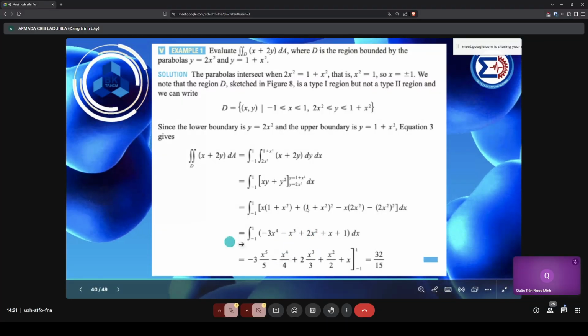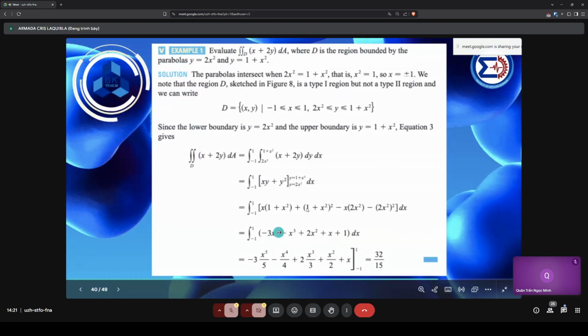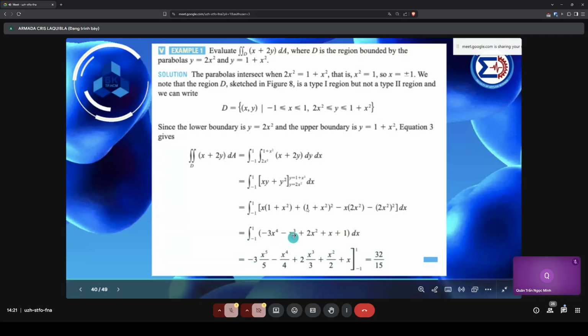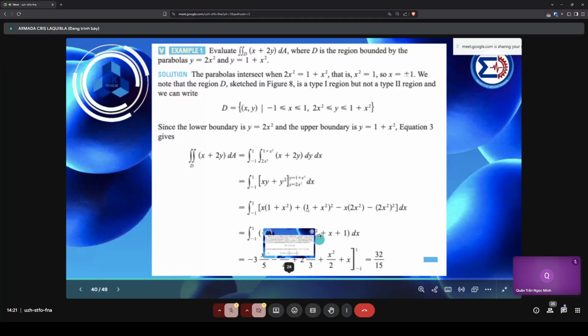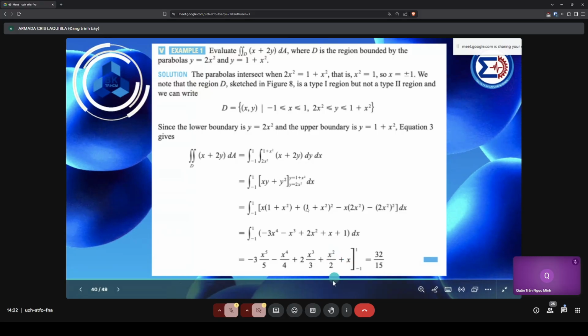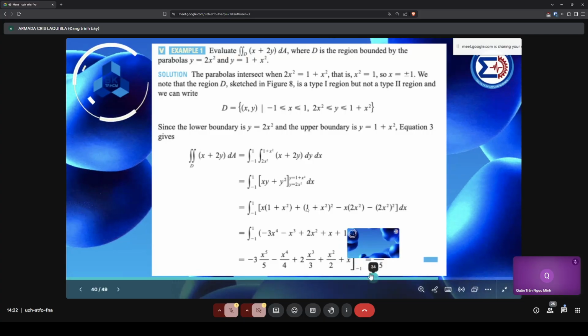Okay, so after this one, you have there the power rule. This is x to the fourth, so it becomes x to the fifth over 5, correct? This is x cubed, it becomes x to the fourth over 4. The 2x squared becomes x cubed over 3. The x becomes x squared over 2. Then the constant 1, we'll just multiply that with x. And then evaluate it from negative 1 to 1.